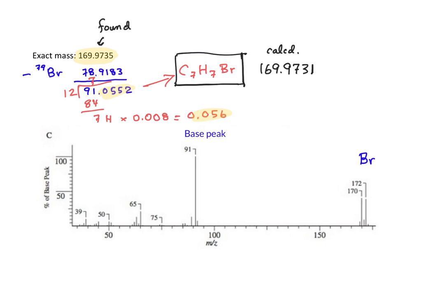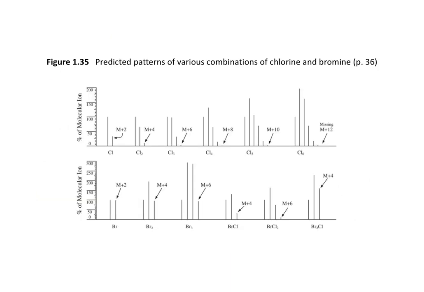I'll conclude the video by showing the predicted patterns of various combinations of chlorine and bromine, which is taken from the textbook. What this is most helpful for is if you have 2 or more chlorines or 2 bromines, or on occasion a mixture of 1 bromine and 1 chlorine.